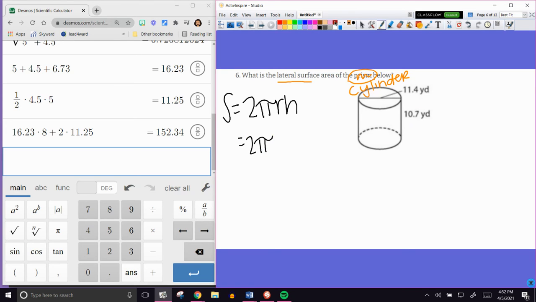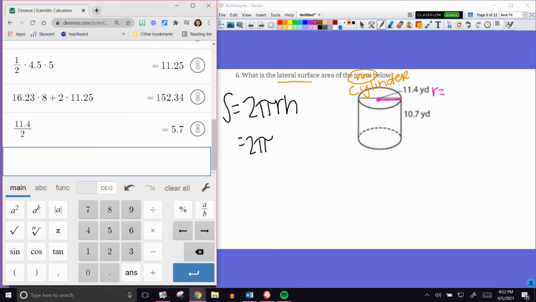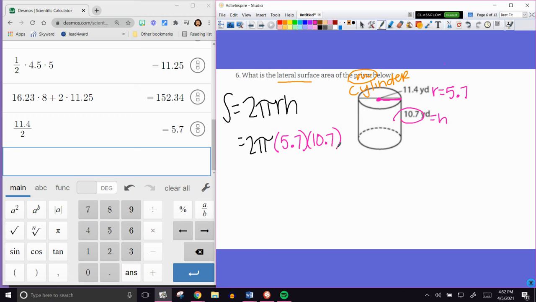So I know I'm going to use 2 and pi. Now from my picture, I need my radius and my height. Remember that your radius is halfway across the circle. That 11.4 goes all the way across the circle. So to get my radius, I need to divide 11.4 by 2. So my radius is 5.7. This 10.7 is going to be my height. So radius 5.7 times 10.7.